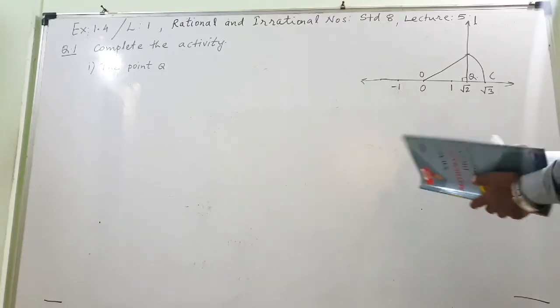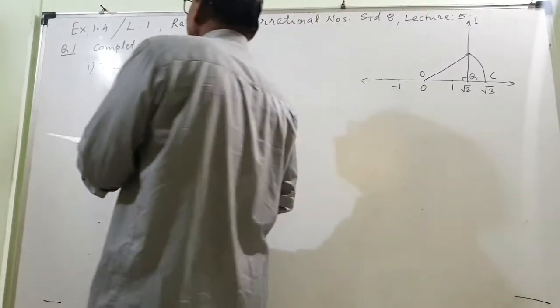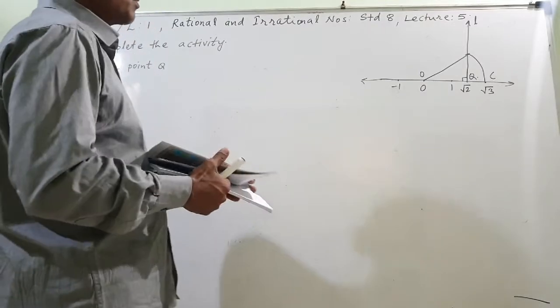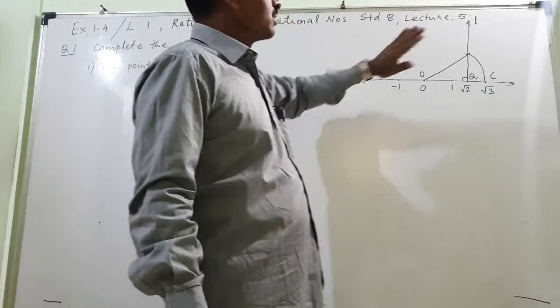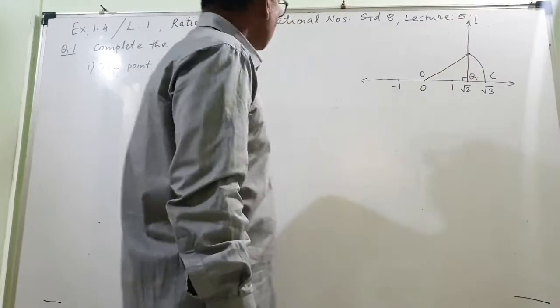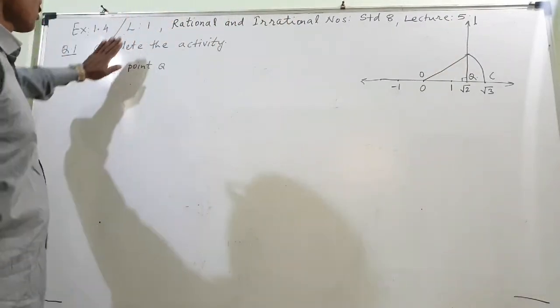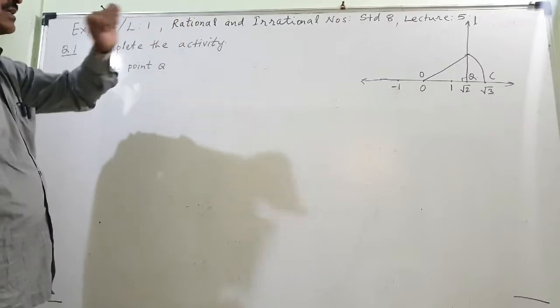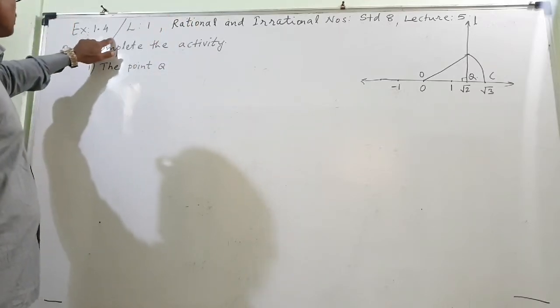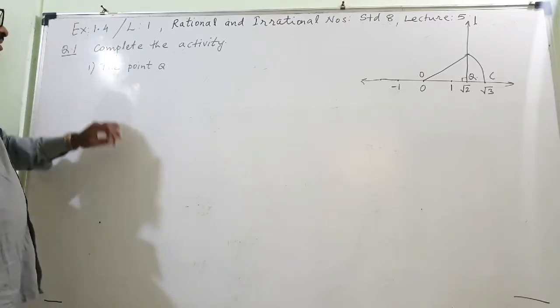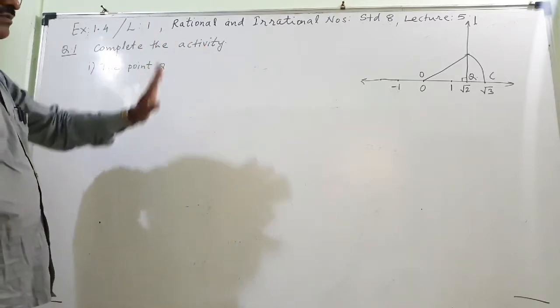So, welcome back, Standard 8. In lecture number 4, we have done exercise 1.3. Now, this is lecture number 5. Lesson number 1 is on rational and irrational numbers. Exercise 1.4. In that, question number 1, complete the following activity.